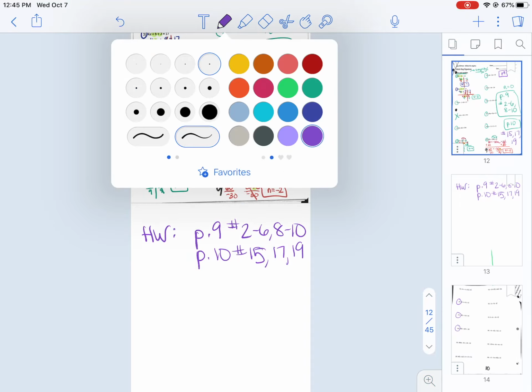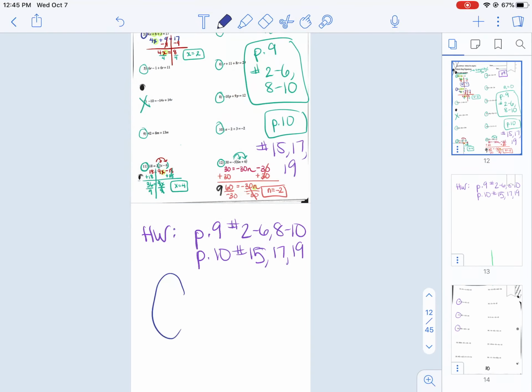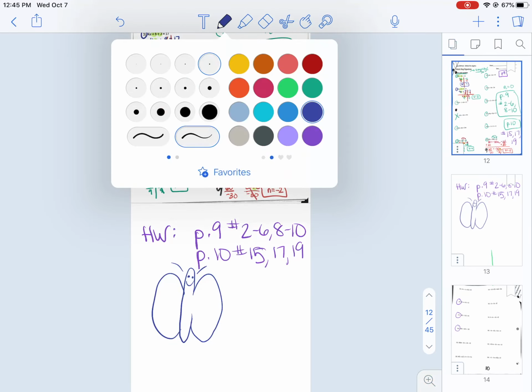All right, so really quick, because fall is almost on its way out. One of my favorite animals in fall is Mr. Butterfly, so I just want to draw you a quick butterfly.